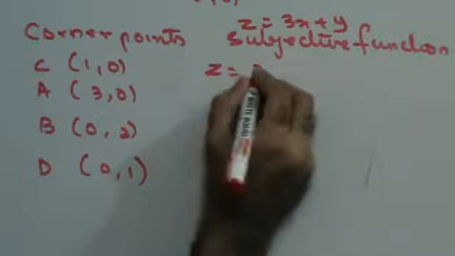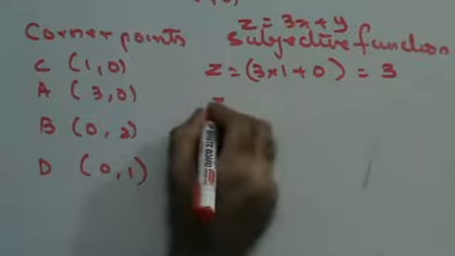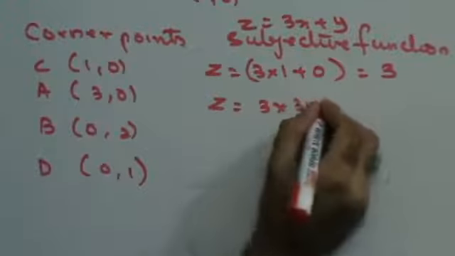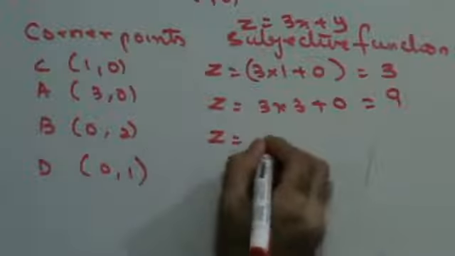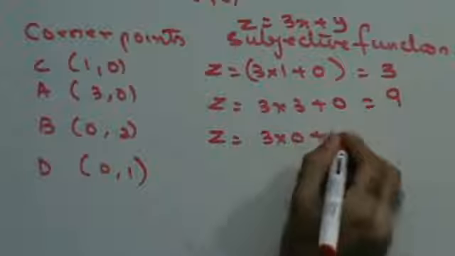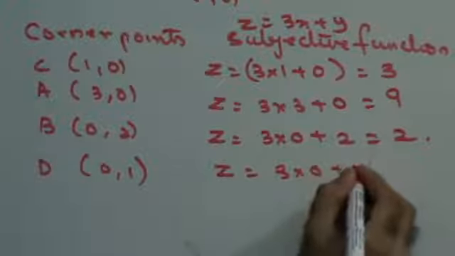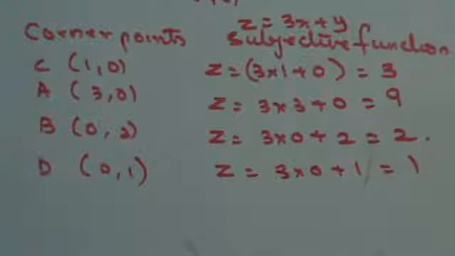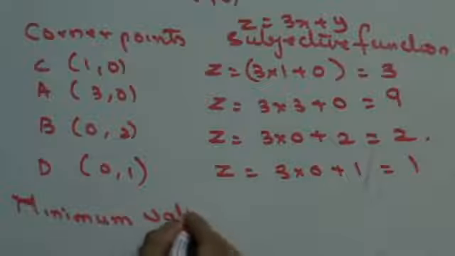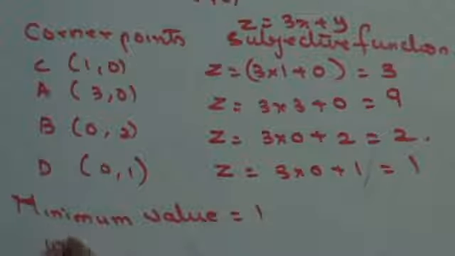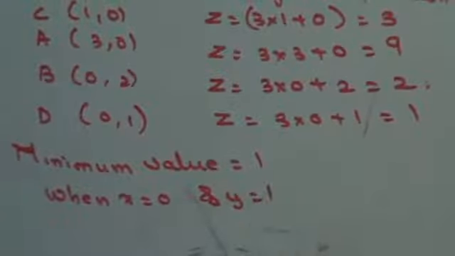Substitute. So you will get 3 into 1 plus 0, this is 3. Your Z will be equal to 3 into 3 plus 0, which is 9. Your Z will be 3 into 0 plus 2, which is 2. And here Z will be 3 into 0 plus 1, which is 1. What have they asked you to do? Minimize. So in that case I can say that the minimum value is 1 when x is equal to 0 and y is equal to 1. Fine, did you get this clear?